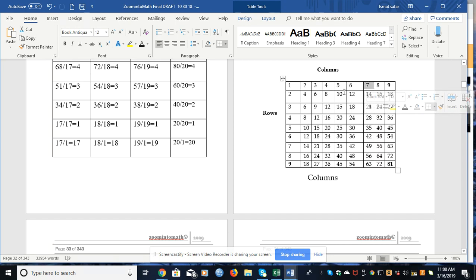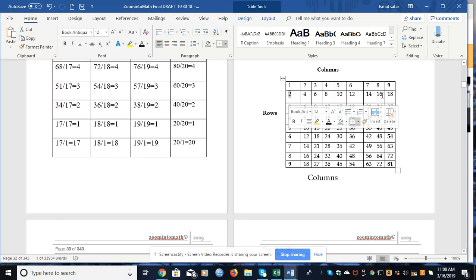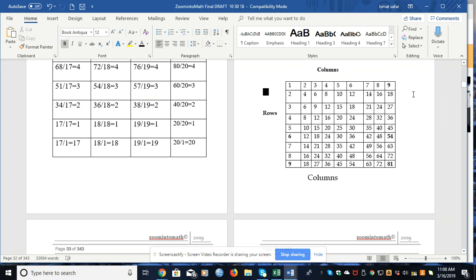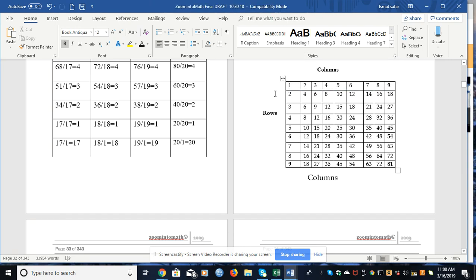7, this 7 times this 2 equals what? Equals 14. 8 times 2 is 16. 9 times 2 is this one here, 18. Right? Okay. Now, we use this first row to finish the next answers.